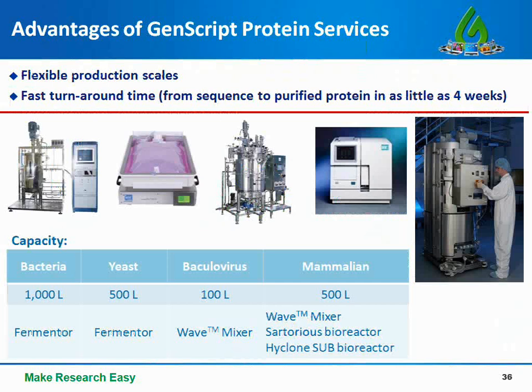Research labs seldom have the capacity for large-scale protein expression and purification, as large-scale production requires expertise and special equipment, as shown here. GenScript offers flexible production scales from milligram to gram level with faster runtime. From sequence to purified protein, you can get it in as little as 4 weeks. No other companies can beat us on such faster runtime and comprehensive guarantees.